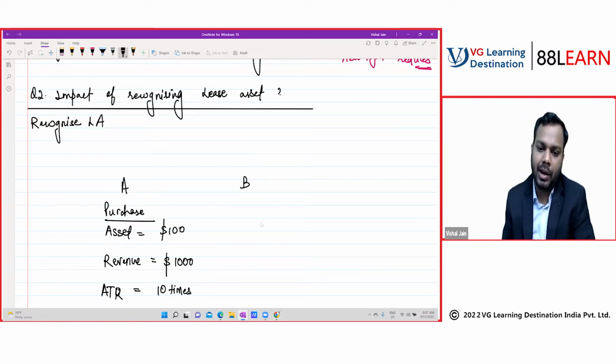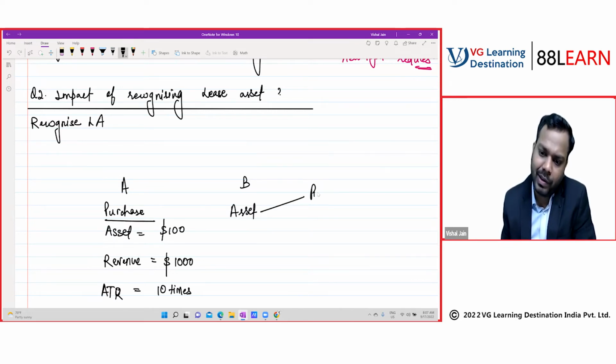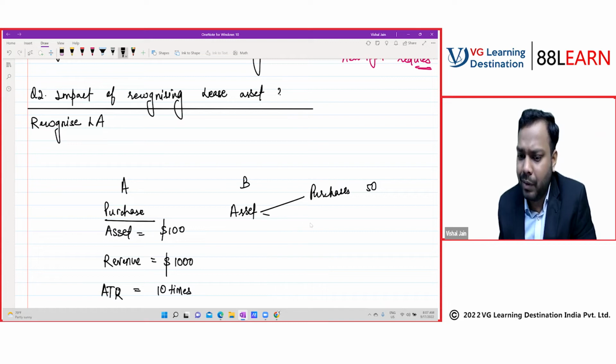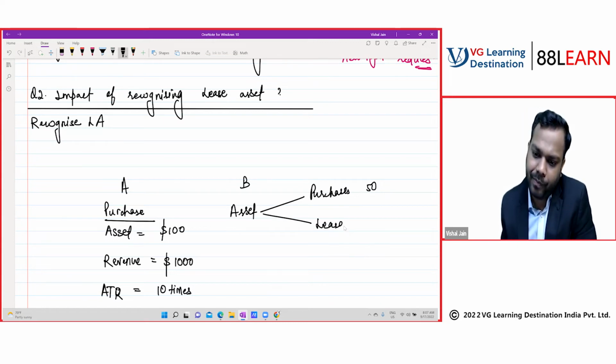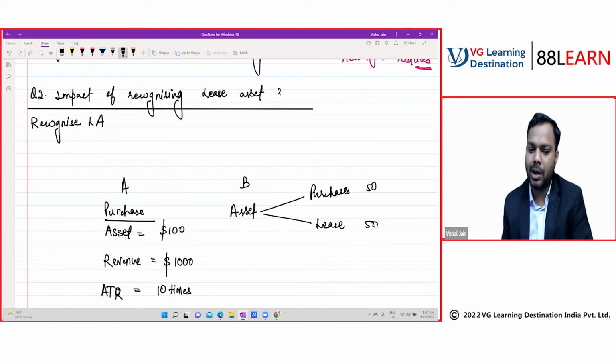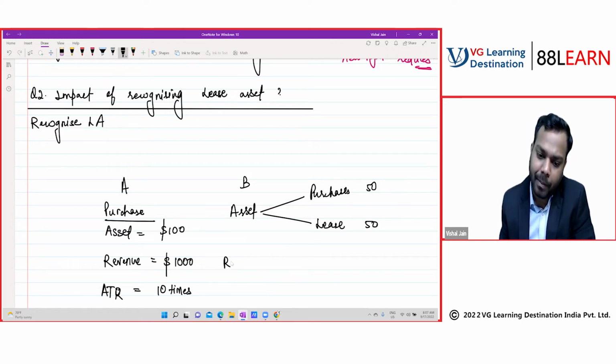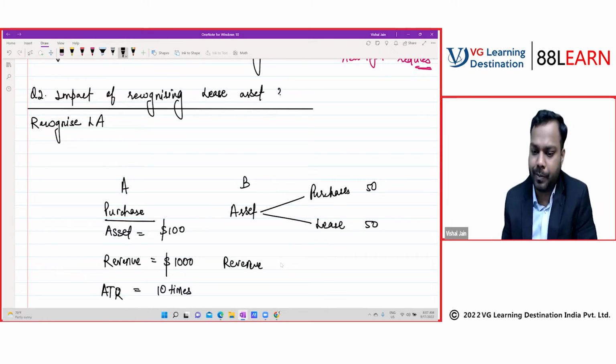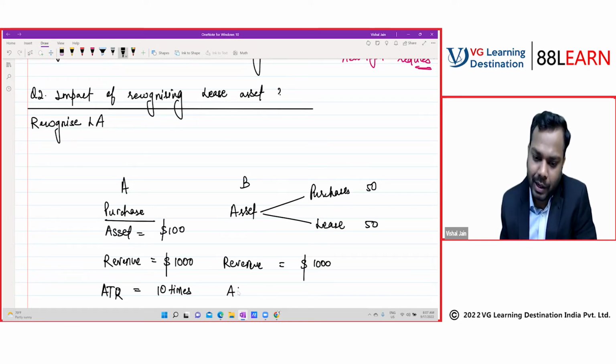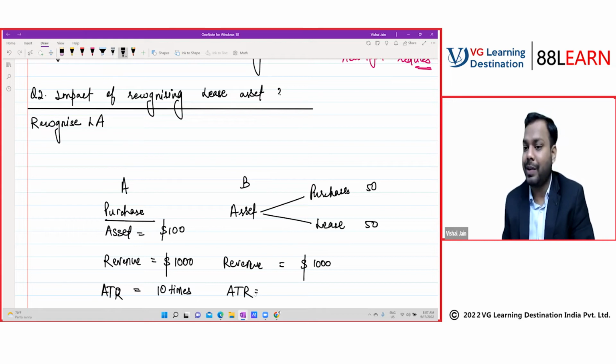Now B definitely has an asset which B purchases. Let's suppose B purchases 50% of the asset, 50, but the remaining 50 B takes on lease. Now see, this B also has an asset of 100 only. So the revenue generated by B is also 1,000. But now, what is the asset turnover ratio? Ideally it should be 10 times.